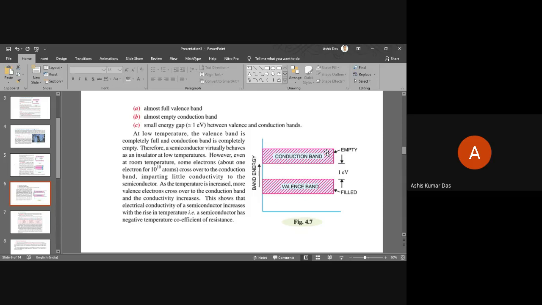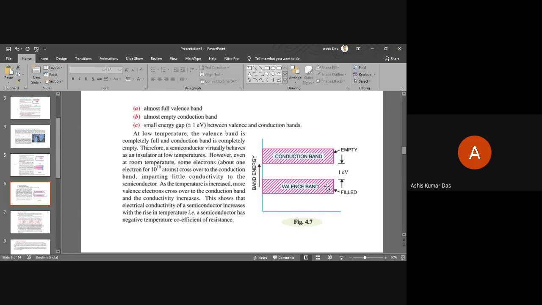Therefore, the semiconductor virtually behaves as an insulator at low temperature. What are we observing at low temperature? It acts purely as an insulator. But when we increase the temperature, and sometimes at room temperature also, and later on we will discuss in detail, about 1 electron for 10 to the power 10 atoms crosses over to the conduction band. That means some free electrons.